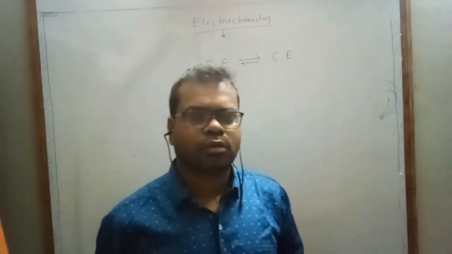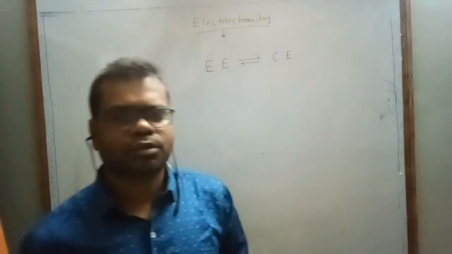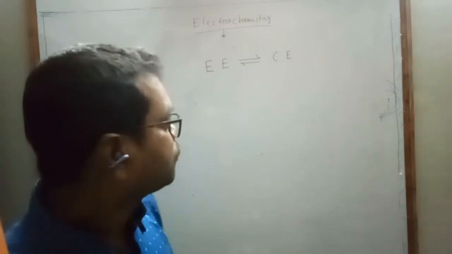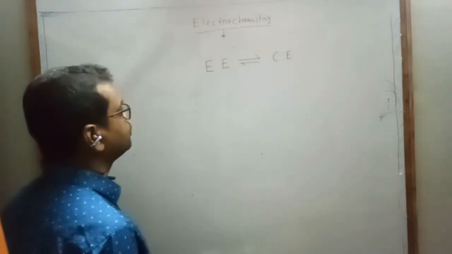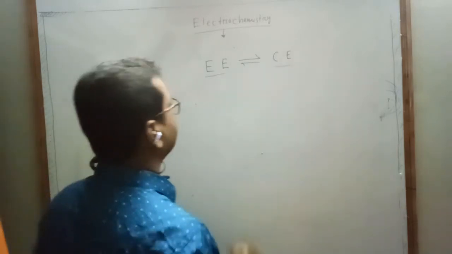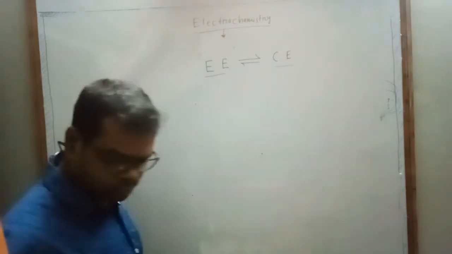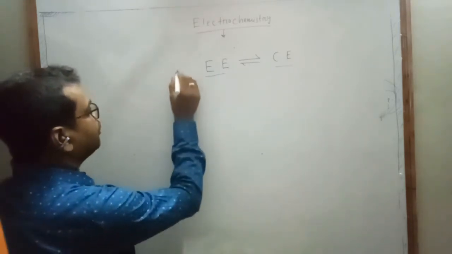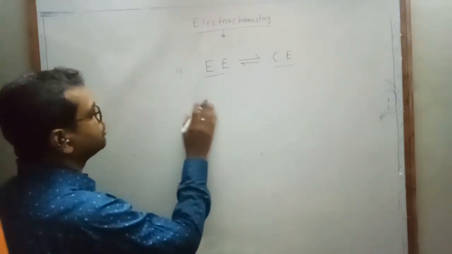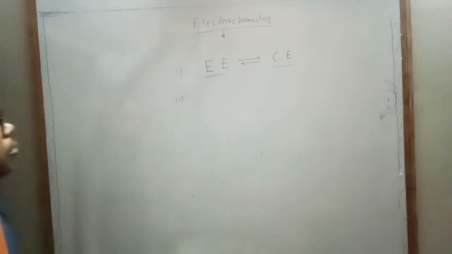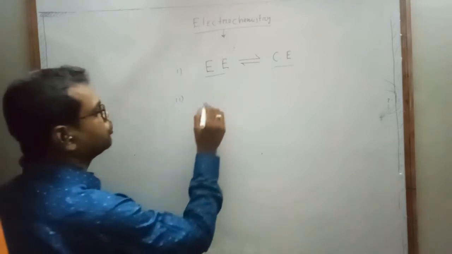Today again we have to summarize electrochemistry. Electrochemistry is that branch of chemistry which converts electrical energy to chemical energy. So this is the first point about electrochemistry. Second point, what we have to learn: we learn about two types of cell.